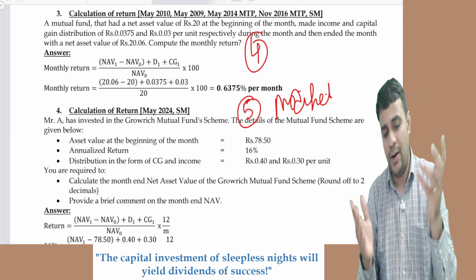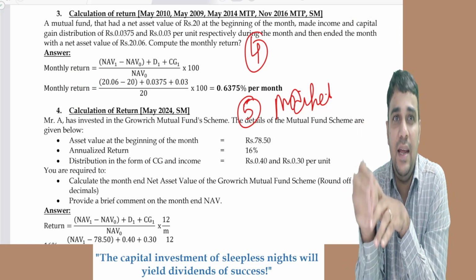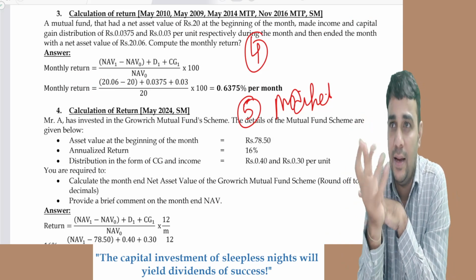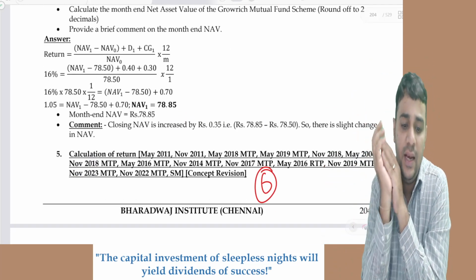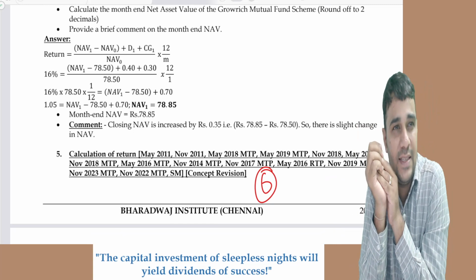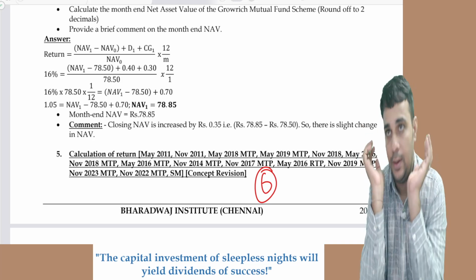Second part of the question, I don't know why they asked. Brief comment. I don't have any comment on this. ICI said NAV has gone up. That's not a very good comment, but okay. They have given the comment. You will give the same comment. I'm not discussing much on that. Closing NAV is increased by 0.35. It's a very simple comment they have made. So I have to make such a comment. Clear? Any doubts on this? Done.